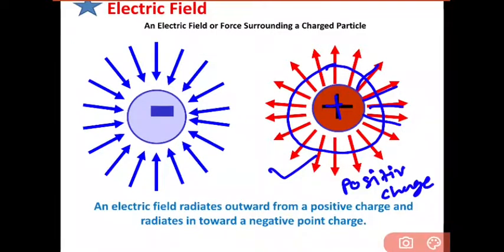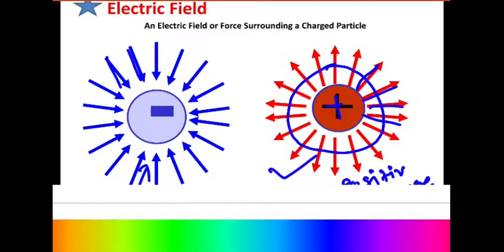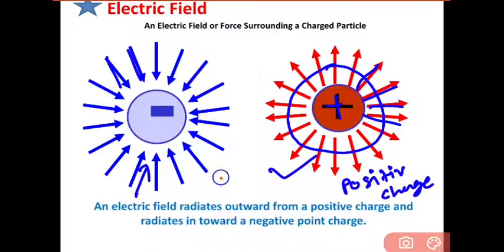And for the negative charge, we can see it is radially inward, or radially toward. You can see all the forces are coming inwards. That is what we can consider as a negative point charge. So I hope you understand what the electric field is, and what is the positive charge and what is the negative charge.